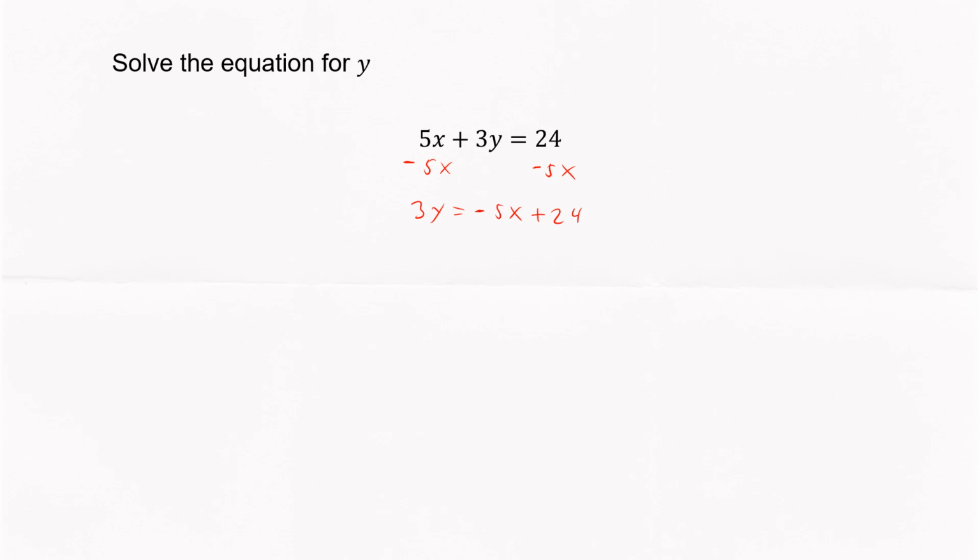Now we want to get just y by itself. Because it's 3y, we get rid of the 3 by dividing. And what we do on one side of the equation, again, we have to do to the other. So on the left side, we're left with y equals. On the right side, we're dividing each term by 3. So negative 5x divided by 3 stays as negative 5x over 3, and then 24 divided by 3 gives us plus 8. So the solution is y equals negative 5 over 3 x plus 8.